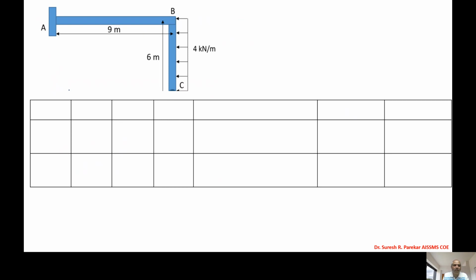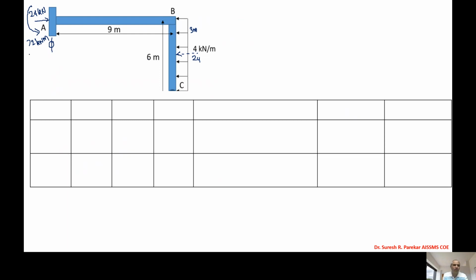Again we are in the same fashion. Now here we will find the reactions. The horizontal reaction is 4 into 6, that is 24 kilonewtons. No vertical, so it becomes 0. Due to the UDL, the moment is 6 into 4, 24, which will act at the center, and this will be 3 meter, so 72 clockwise. So we will get a fixed end moment of 72 kilonewton meter anti-clockwise.